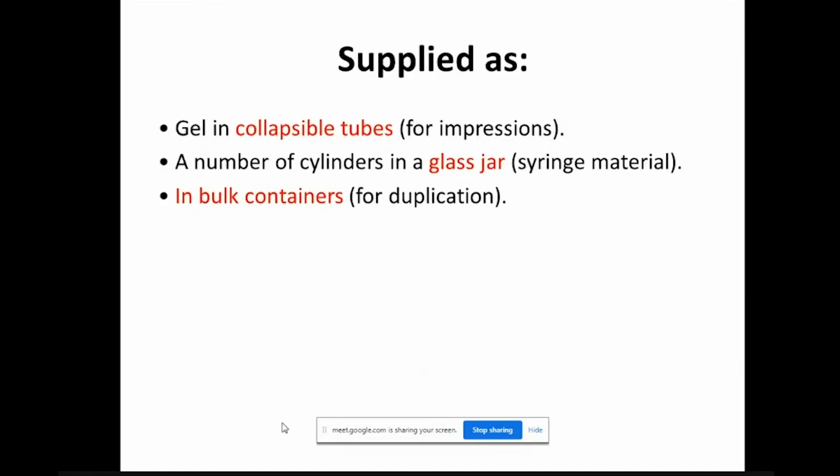That's all. Usually it is supplied as a gel in a tube for taking a single impression, or it's available in a glass jar. It's available also in a bulk container for duplication.